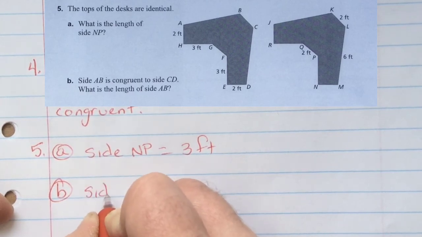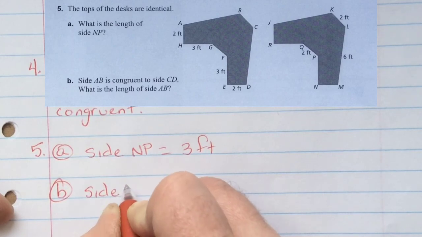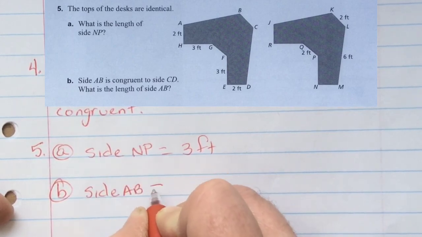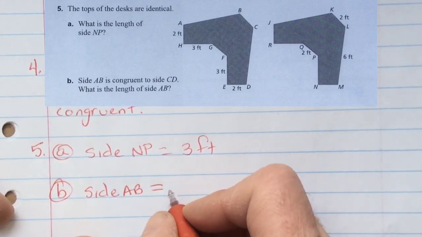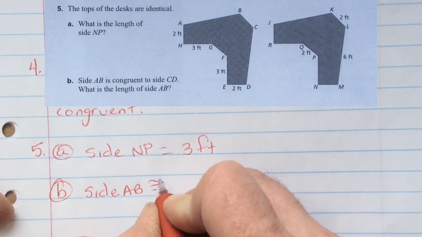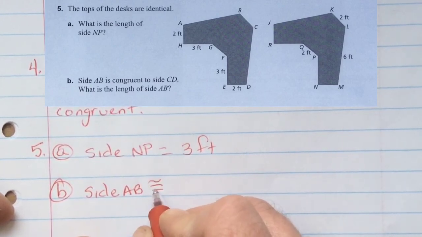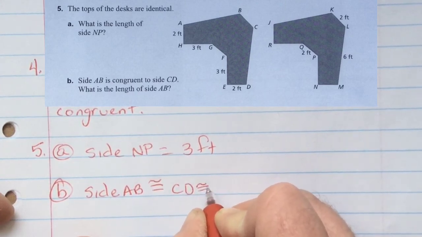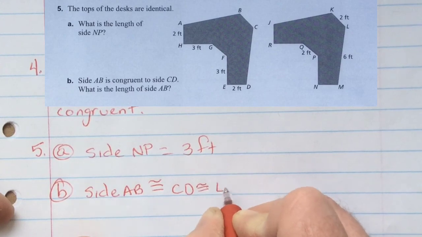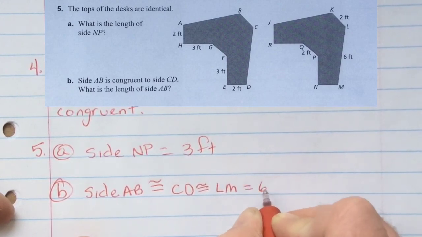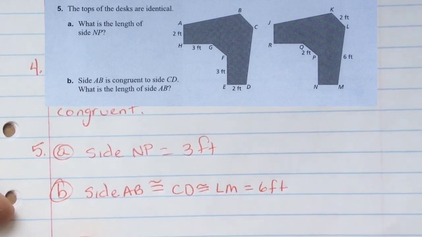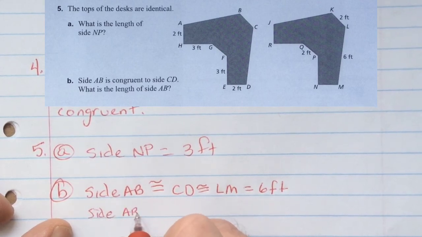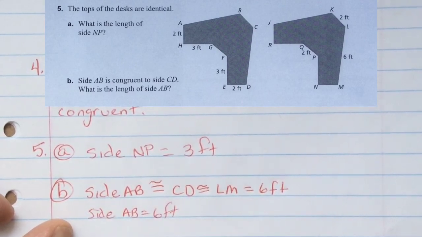So side AB, they told us, congruent to, or is equal to, remember congruent has that little squiggly, side AB is congruent to CD, which is congruent to LM, which equals 6 feet. Therefore, side AB equals 6 feet.